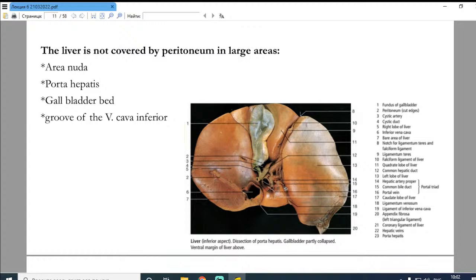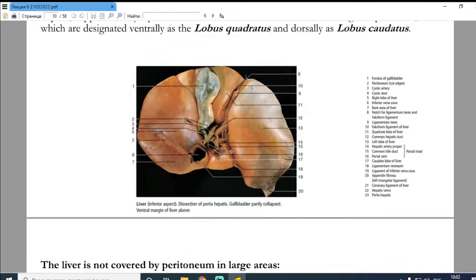The liver is not covered by peritoneum in large areas: area nuda, porta hepatis, gallbladder, and groove of vena cava inferior. You see.